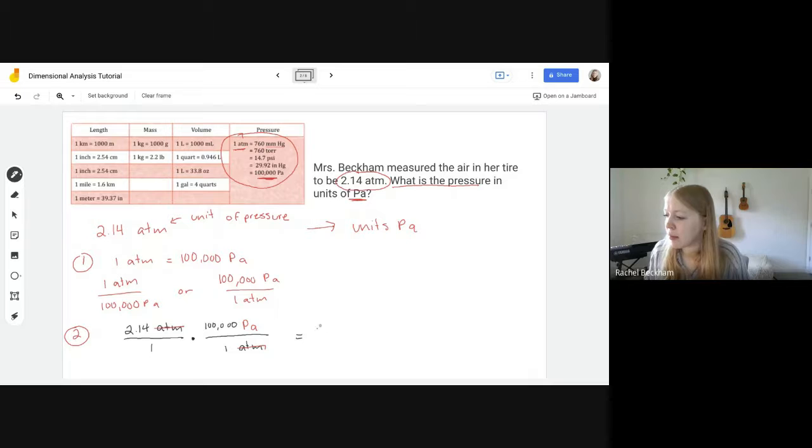And the bottom is all ones. You see how these are just ones? So 1 times 1 is 1. So we don't really need to do any math with that. You can also input it, and you're going to get the same number. So I'm getting 214,000 pascals, and this is going to be my final answer right here for this problem.